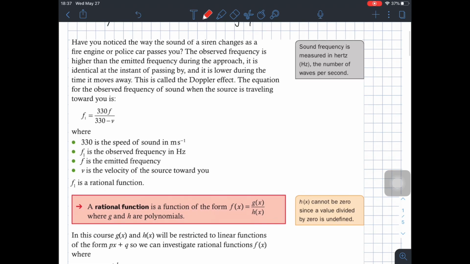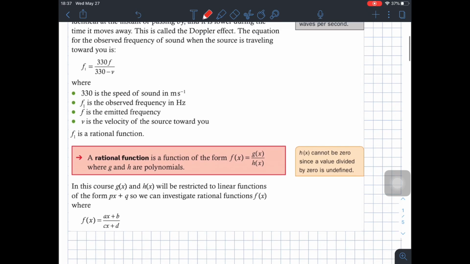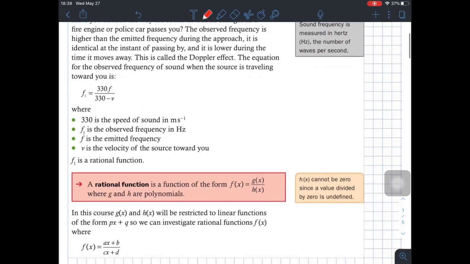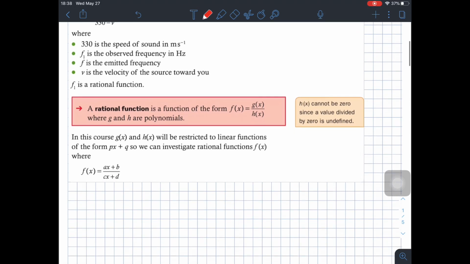Okay. So it says sound frequency is measured in hertz, the number of waves per second. Okay, here it explains 330 is the speed of the sound, f1 is the observed frequency in hertz, f is the emitted frequency, v is the velocity of the source toward you, and f1 is a rational function, okay? So that's just an example, just to introduce what a rational function is.